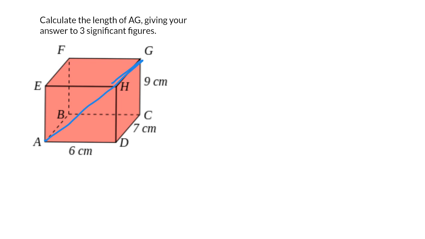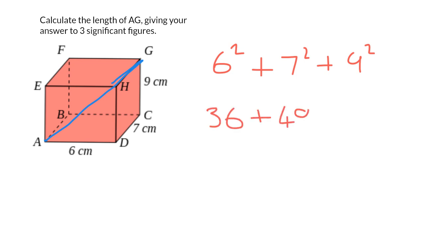Now for Pythagoras, because we're looking for our longest side here, and we've got 3 dimensions, we work it out as 6 squared, add 7 squared, add 9 squared. So 6 squared is 36, 7 squared is 49, 9 squared is 81. And that will give us AG squared.